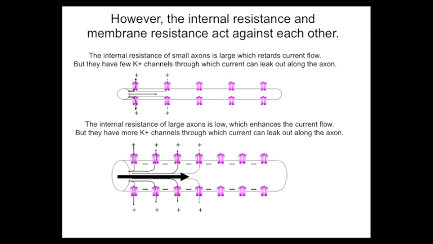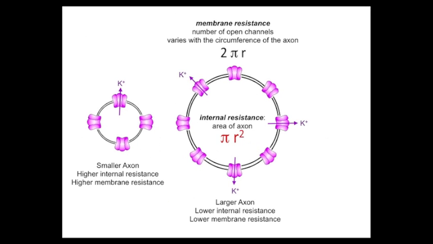The internal resistance of large axons, on the other hand, is low, which enhances current flow. It's easier for current to flow down large axons. But because they have more membrane, they have more potassium channels through which the current can leak out along the axon. And the question is, which one of these two opposing features dominates as the axon becomes larger? So the answer is the internal resistance, and the internal resistance wins big.